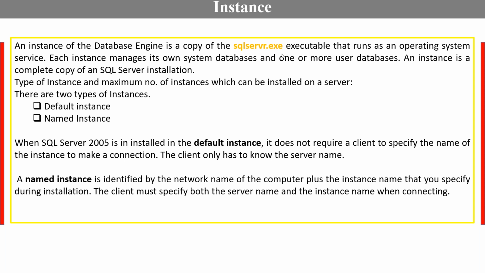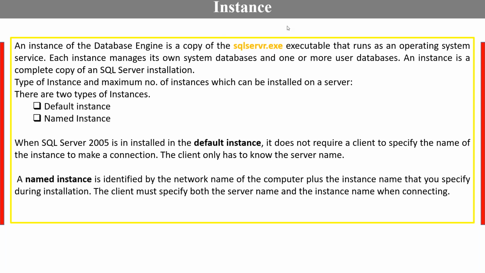So instance is nothing but a collection of system processes followed with memory architecture. Instance means it's a collection of system processes along with its own memory architecture. Every instance will have its own memory structure.